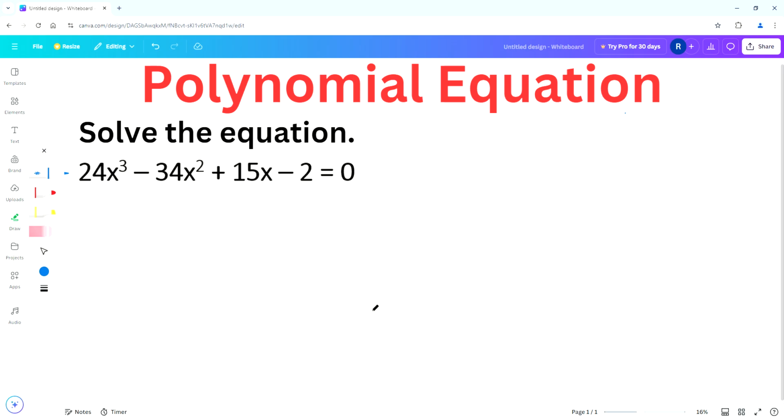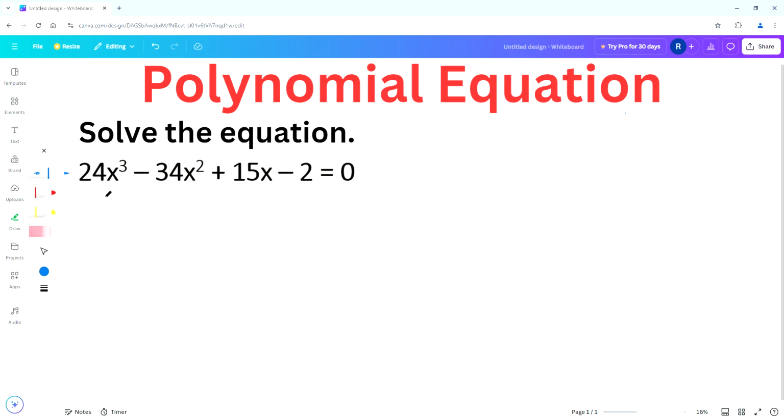In this video, we'll solve this polynomial equation. As per the problem, solve the equation and we are given this polynomial equation. This equation is in standard form. We can solve this equation by converting the standard form to factored form.